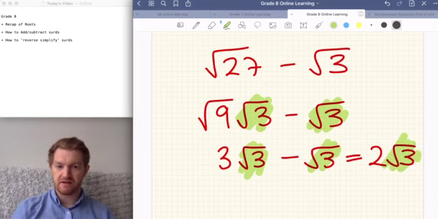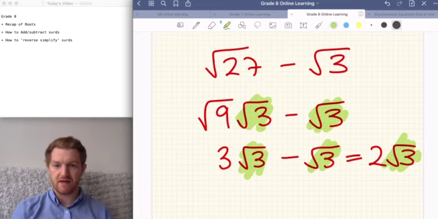And if there are any other more specific skills you wanted to recap, then obviously you can go back on this video and look them up. Enjoy and have a go at adding and subtracting some roots.